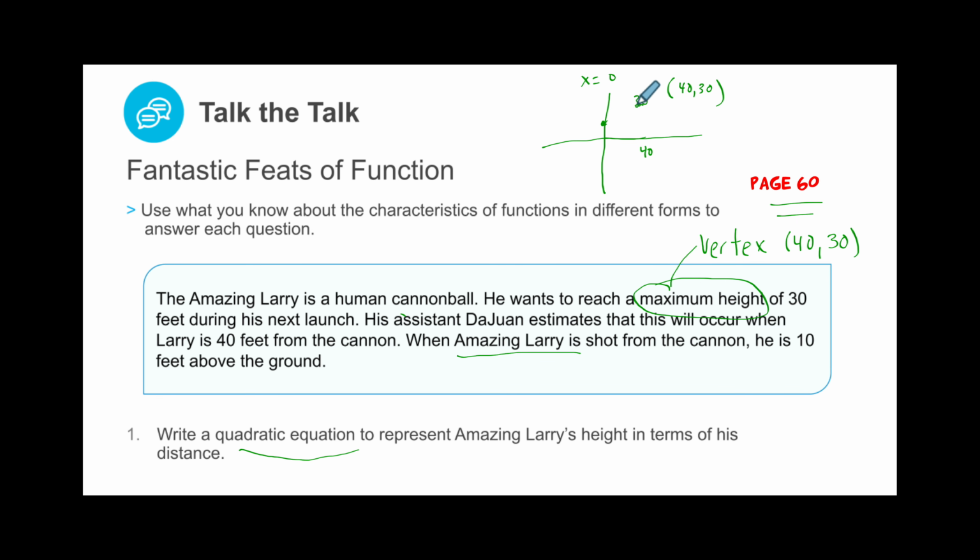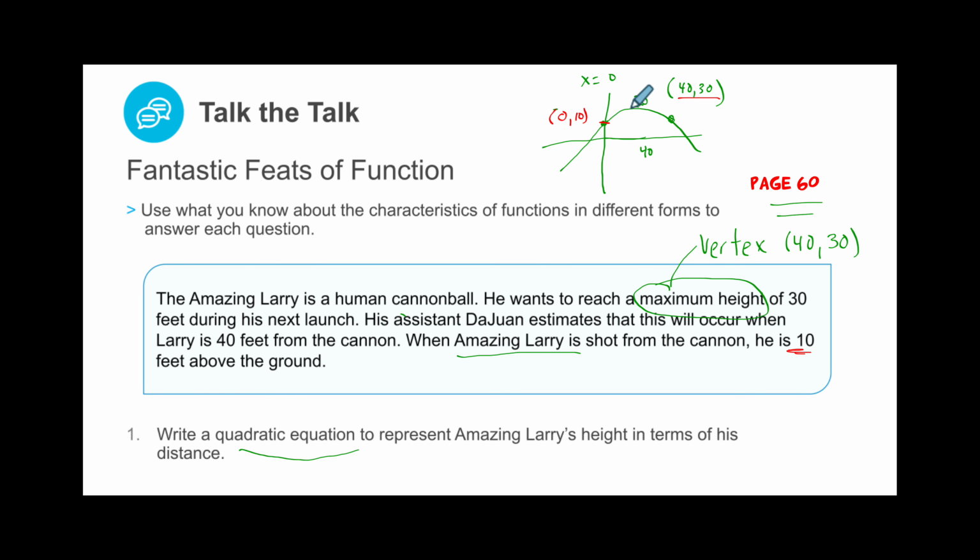Okay, so there's some point, and then there's some other point over here, but he is going up, and he's going to come down. We need to find this other point. Let's change colors. We know this point right here is (0, 10), because he starts at 10 feet above the ground. So when time is 0, he is 10 feet above the ground. Then we have the vertex, which is (40, 30).